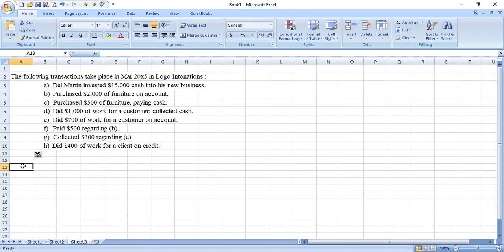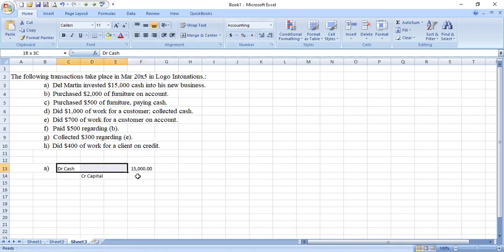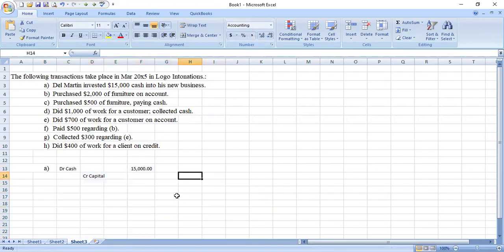Talk to me. Debit, credit. What does the business get, what do the owners get? Business gets cash, owners get capital, correct? For $15,000. Let's make it equal. And the credit is the capital for $15,000.